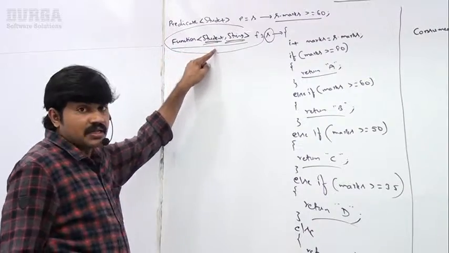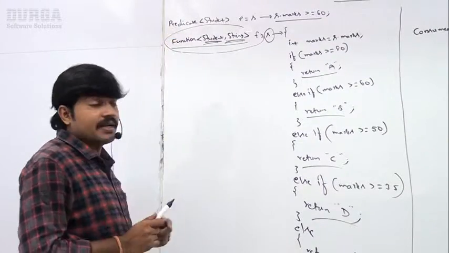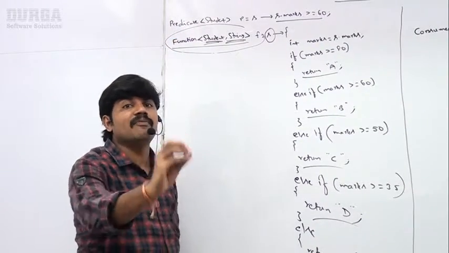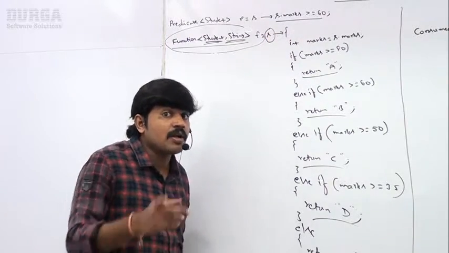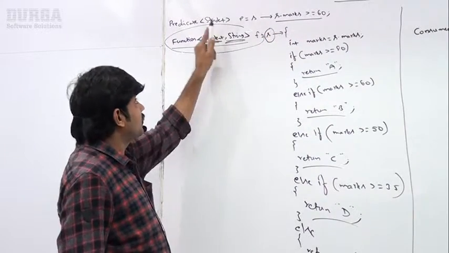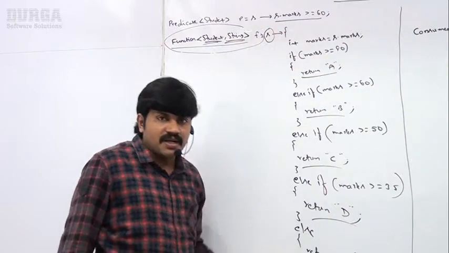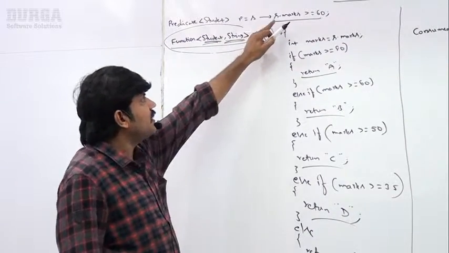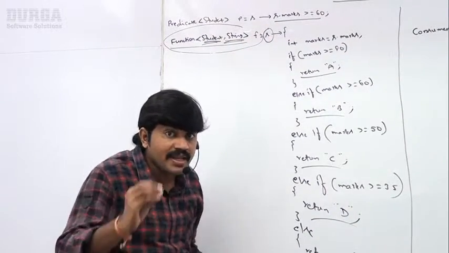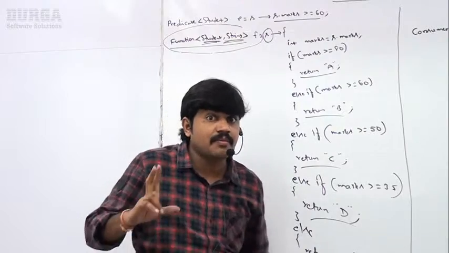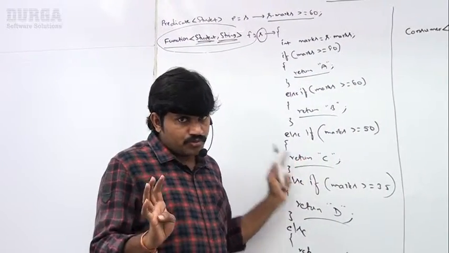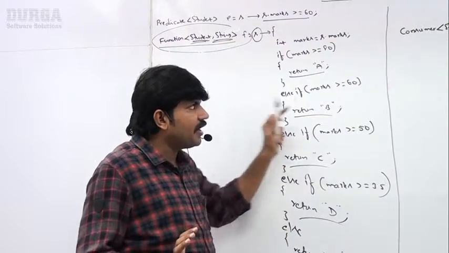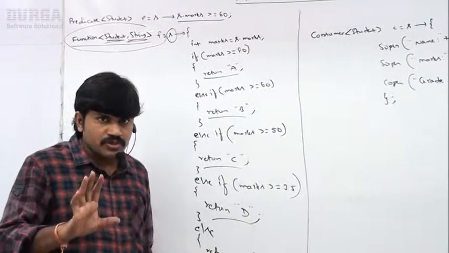When should we go for predicate? Predicate is just a boolean valued function. It does some conditional check, and the return type is always what? Boolean type. It will accept something, perform some conditional check, and return true or false. A boolean valued function is nothing but a predicate. Up to this is it clear, right? Okay, how to use function, how to use predicate, and for which purpose we are going to use consumer.